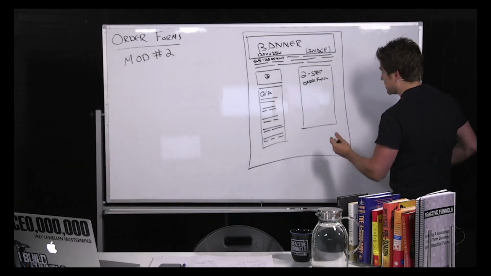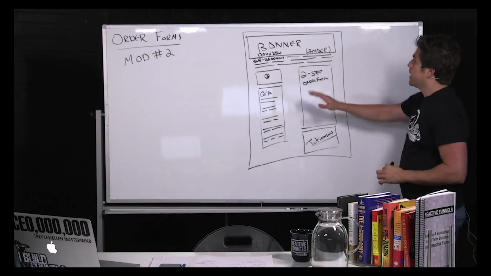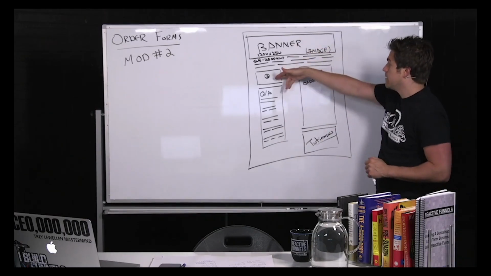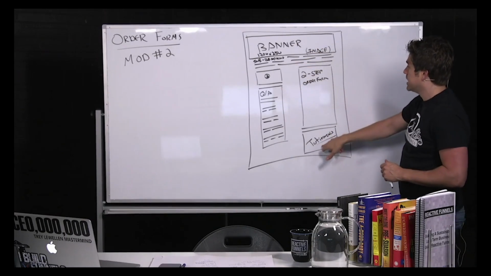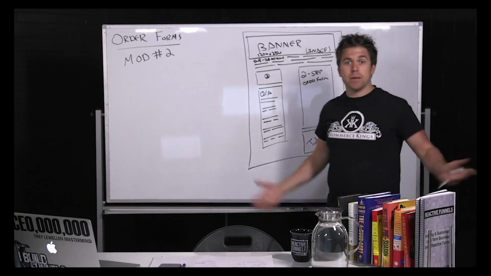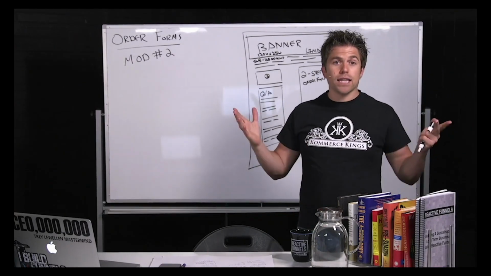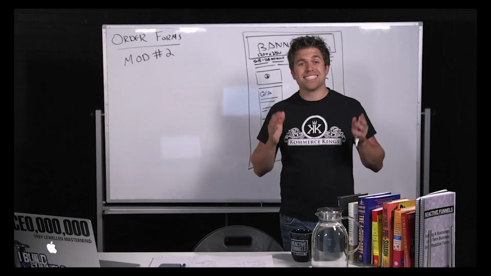And lastly is the testimonials. All right, so we have 6 pieces: the banner, sub-headline, video, Q&A, two-step order form, and testimonials. That's the 6 pieces, and that's what makes up our headline, our order form. It's as simple as that.